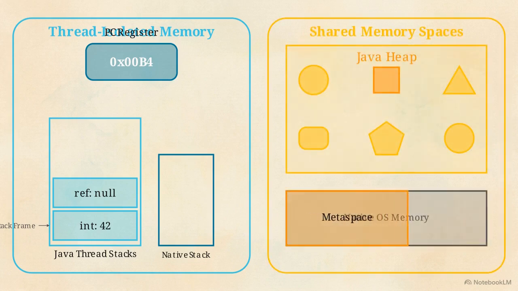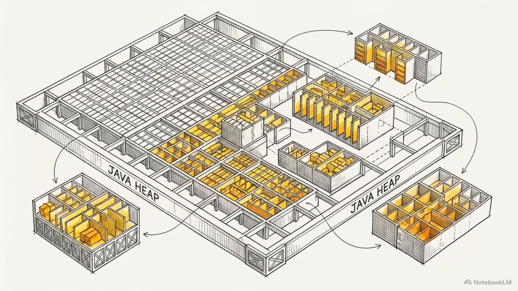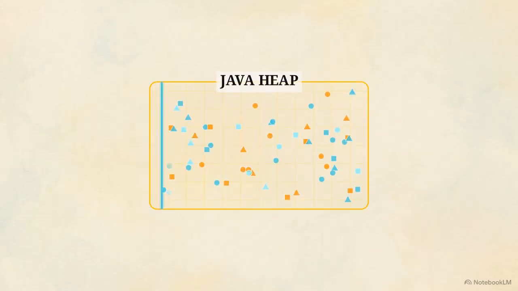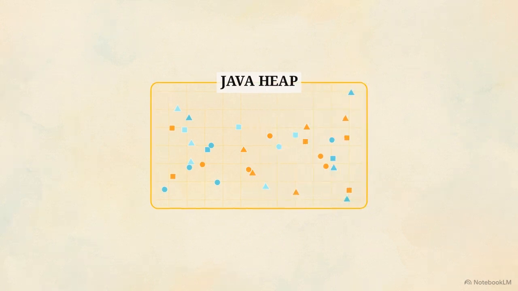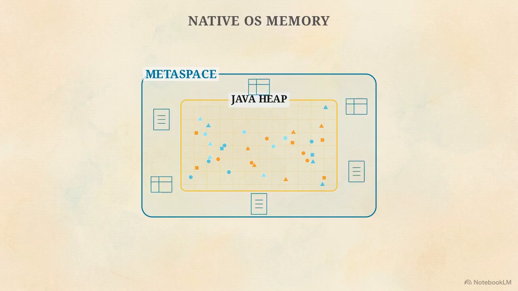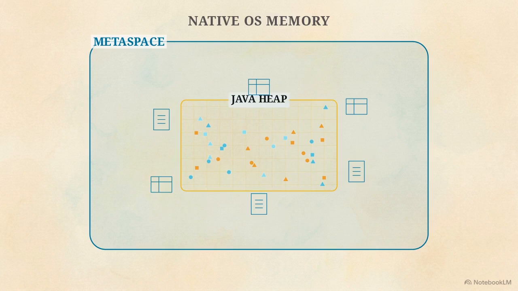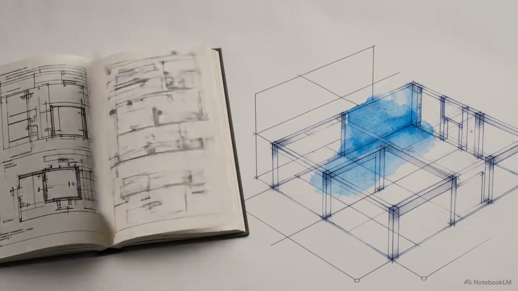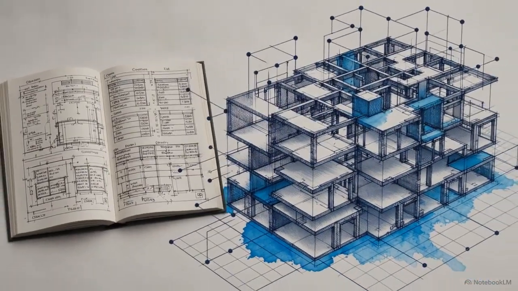The requirements change when we move into shared memory spaces. Here, multiple threads converge, making concurrent coordination mandatory for every read and write. The primary shared partition is the Java Heap. This is the transactional footprint where all object instances are allocated, making it the central target for garbage collection workflows. Surrounding the heap is Metaspace. Replacing the legacy permgen, Metaspace resides outside the heap boundaries within off-heap native OS memory. This partition dynamically resizes to house the structural metadata, immutable class blueprints, method tables, and the runtime constant pool.